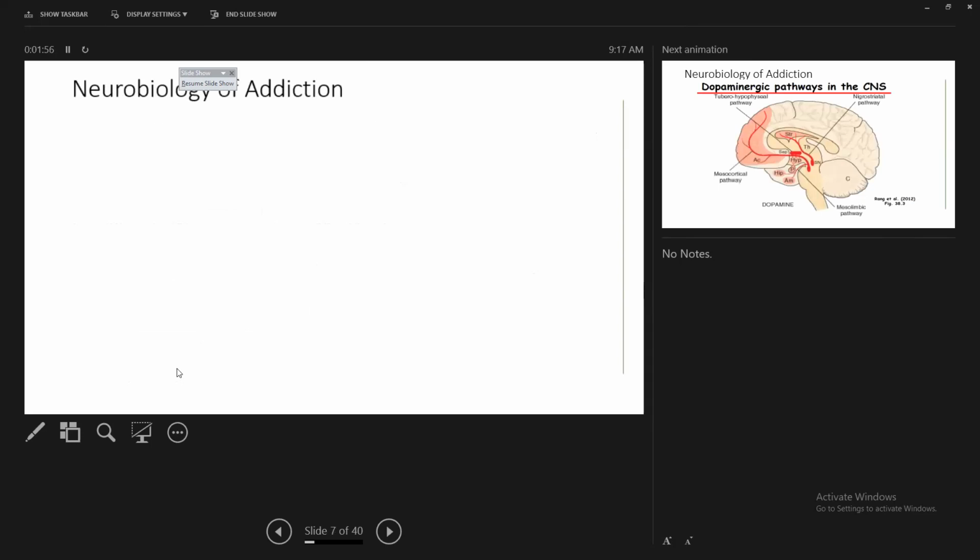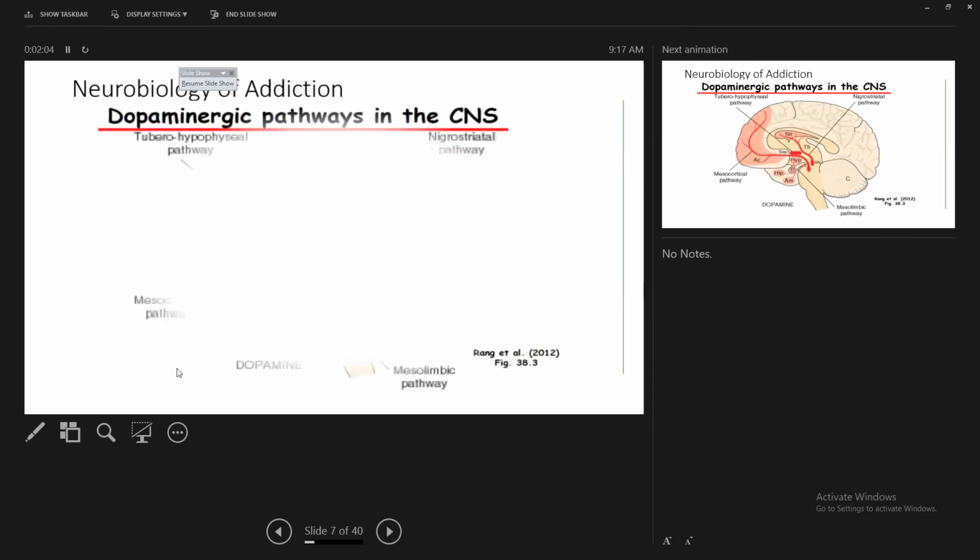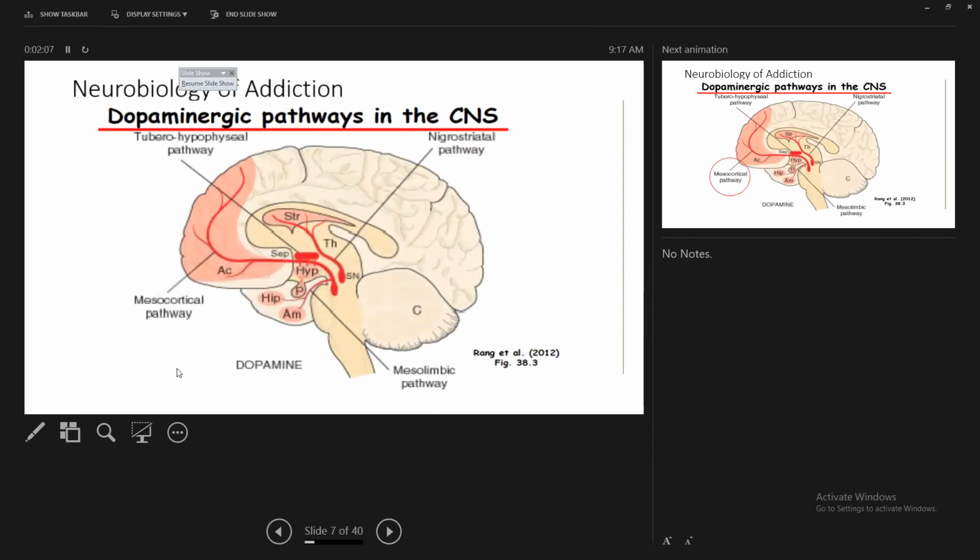So because this article is around addiction, a brief mention about the neurobiology of addiction. I have not started the article as of yet, just to give a brief outline. Generally, you have 4 dopamine pathways, right? One is mesocortical, one is mesolimbic, one is tuberohypophyseal pathway, and the other one nigrostriatal, right? So mesocortical and mesolimbic are the most implicated in this addiction neurobiology.